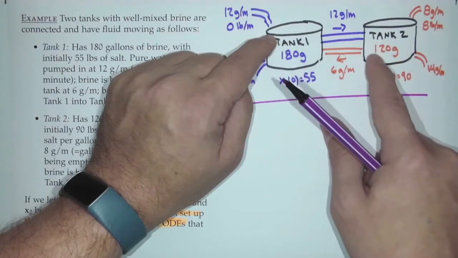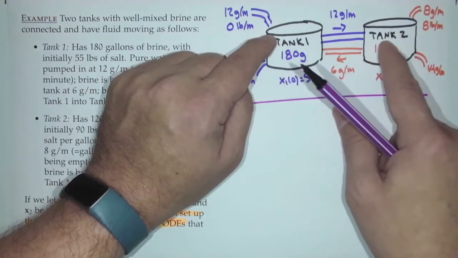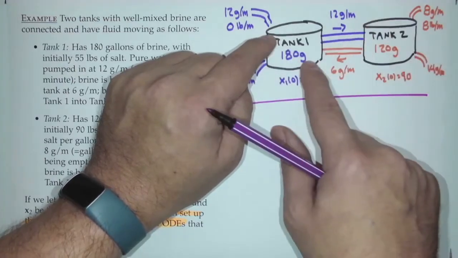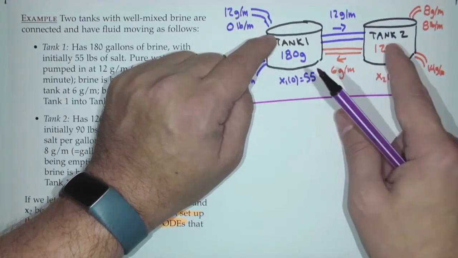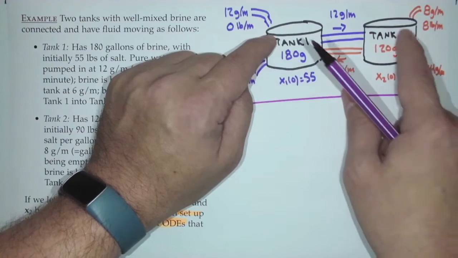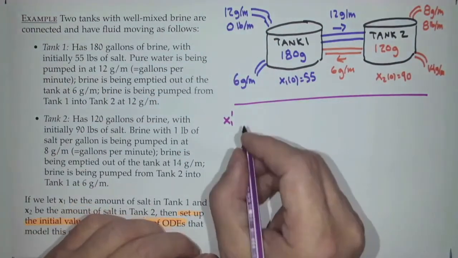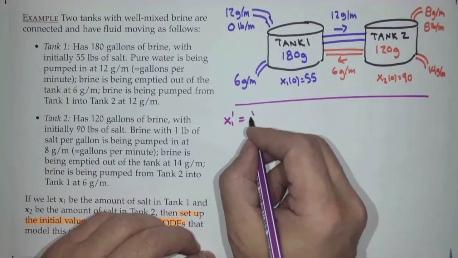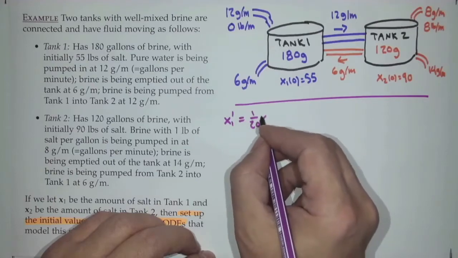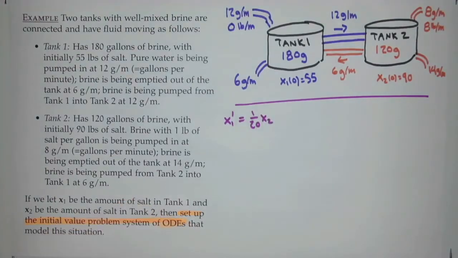It's not meant to be a trick question. 1/20th. Yeah, if 1/20th of everything moves over, well, salt is part of everything. The nice thing about everything is it includes everything. So we can say that the inflow is 1/20th of what's in X2.